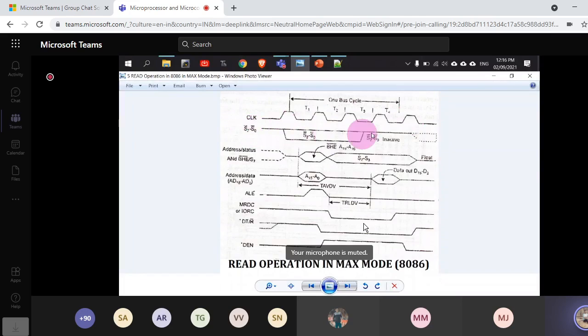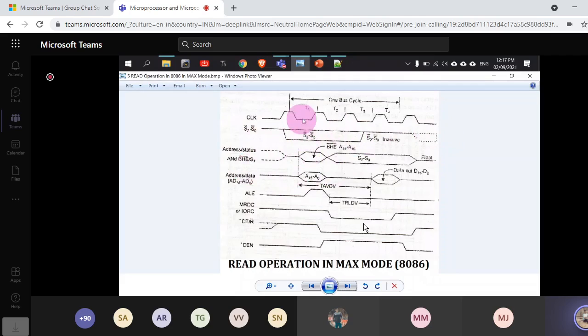They have also shown the status signals, although it was not necessary, because out of those status signals, we have already found out the ALE signal, MRDC signal, IORC signal, etc. from that bus controller IC. So showing this was irrelevant, but just for the sake of completeness, they were showing these statuses, right?